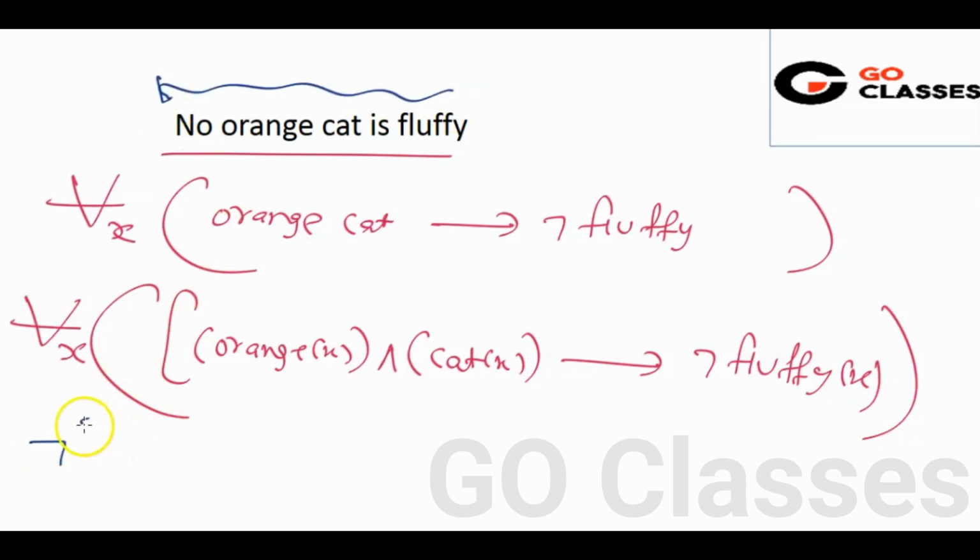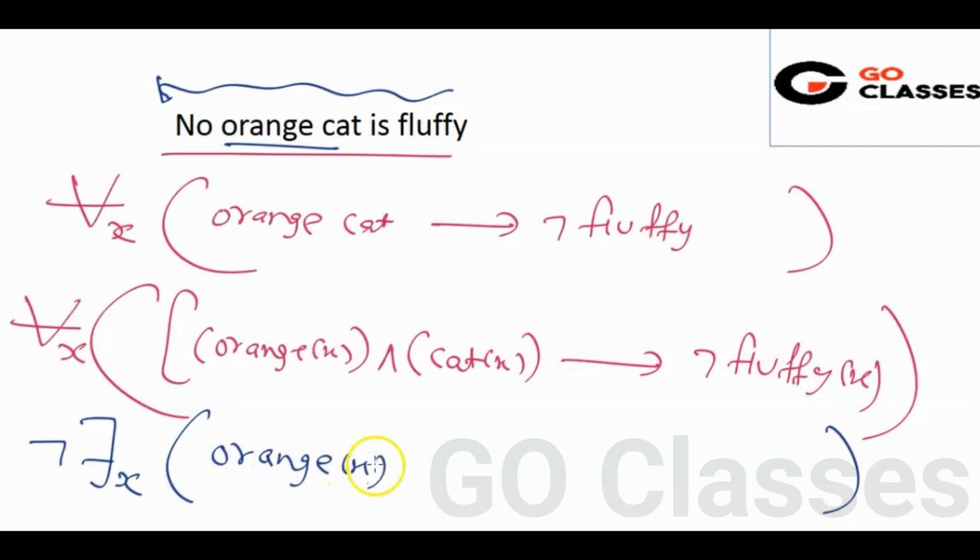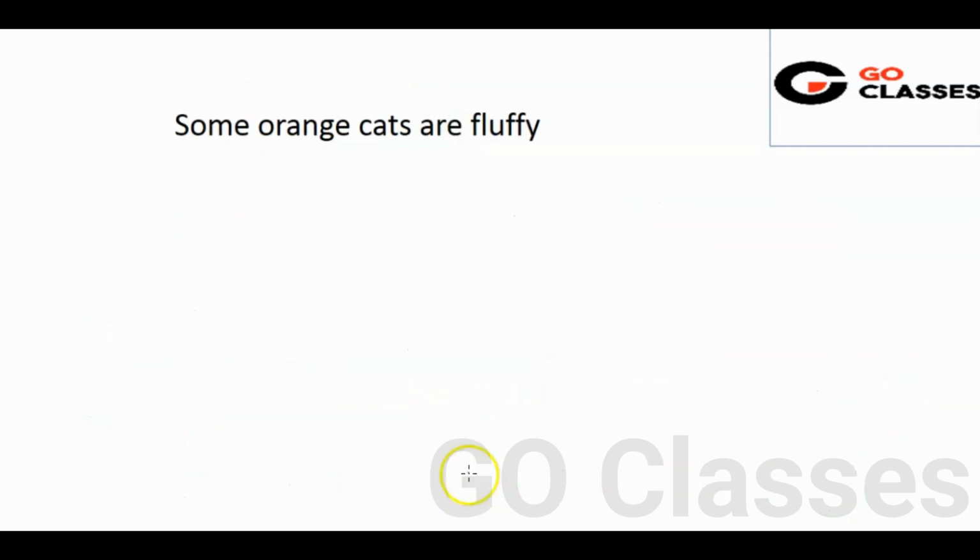It means there does not exist anyone. There is no existence of an orange cat who is fluffy. So there does not exist anyone who is orange also, who is cat also, and who is fluffy also. There does not exist any X which has all these three properties. So I can say there does not exist any orange cat which is fluffy. So this is another way of writing. So these are standard templates that we are using.